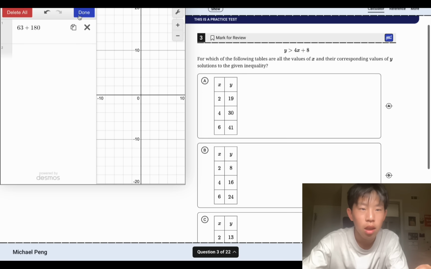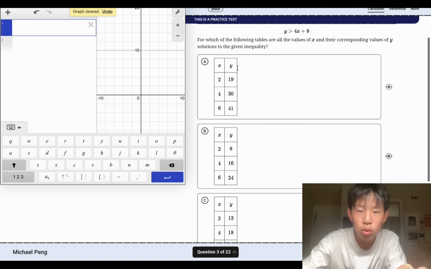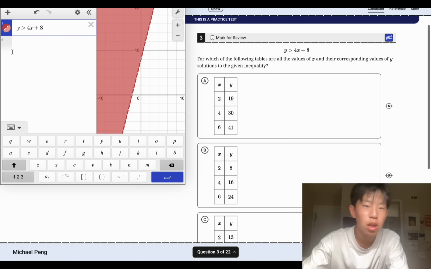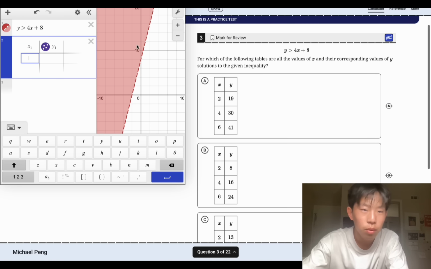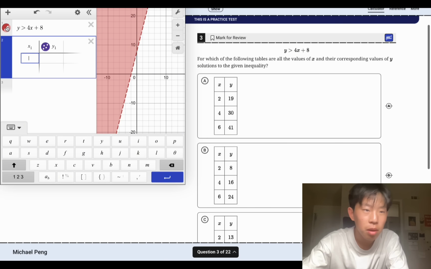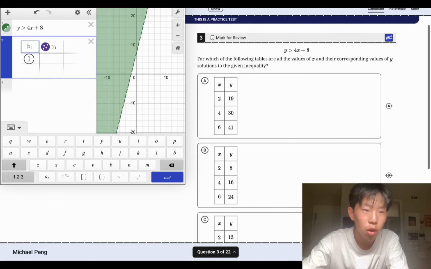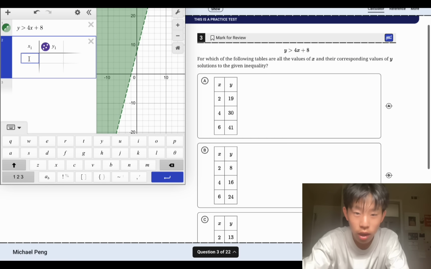Okay? Next question. It's saying which one of these tables satisfies this inequality. So we're just going to type out the inequality in Desmos, and then we're going to see which table is in this area. Actually, I'm going to make it green, because green means good. Green means good. So you want it to be in the green. So let's try A. So it's going to be 2, 19.